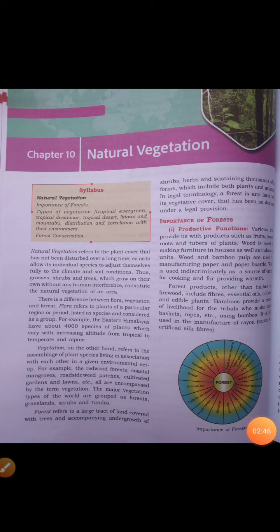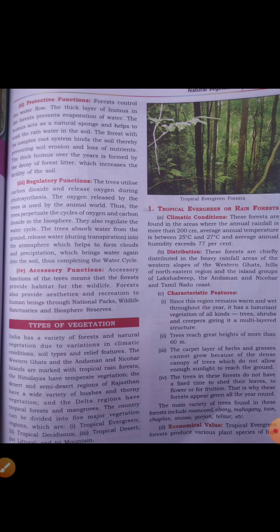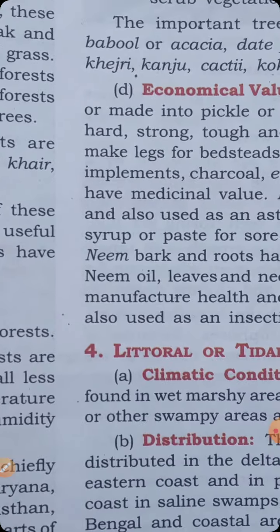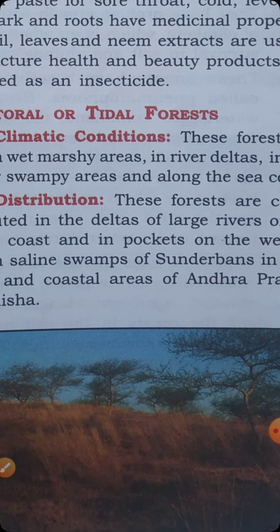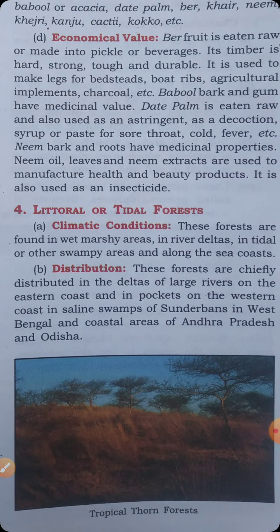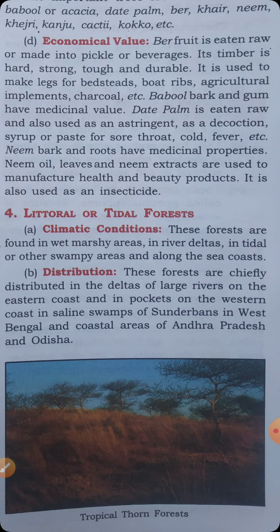Now, let us see chapter 10. I have already done the beginning part, natural vegetation. I have read importance. Then I have told you about different types of forest, types of vegetation which are found. We have read at least three types, and now we are on littoral or tidal forest. Okay, pay attention. I will be reading with you, so you have to keep your finger in the book with me and understand.